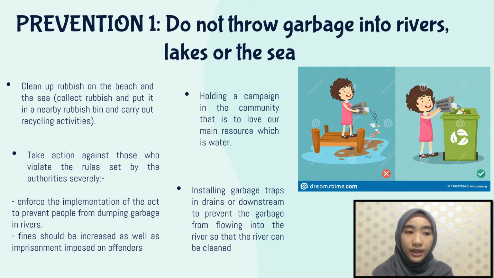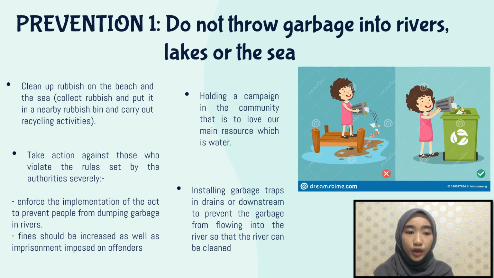How to prevent water pollution? First, do not throw garbage into rivers, lakes, or the sea. Clean up the rubbish on the beach and the sea. Take strict action against those who violate the rules set by the authorities. Enforce the implementation of the act to prevent people from dumping garbage in rivers or the sea. Fines should be increased as well as imprisonment imposed on the offenders.